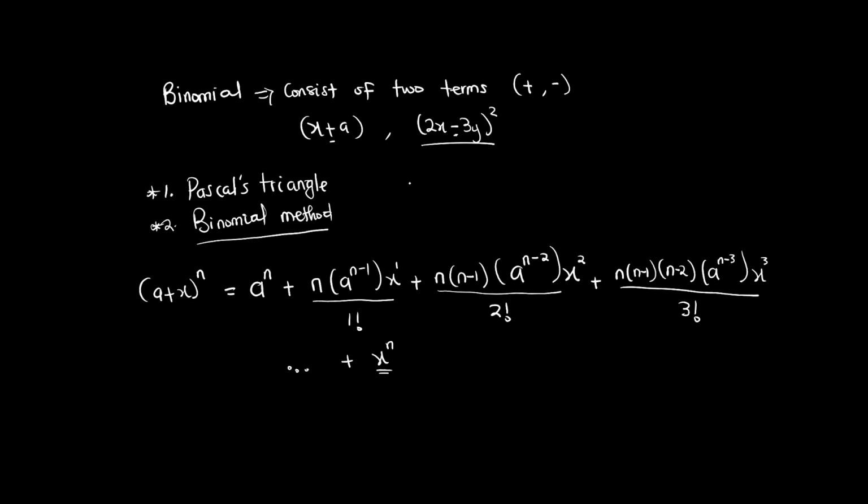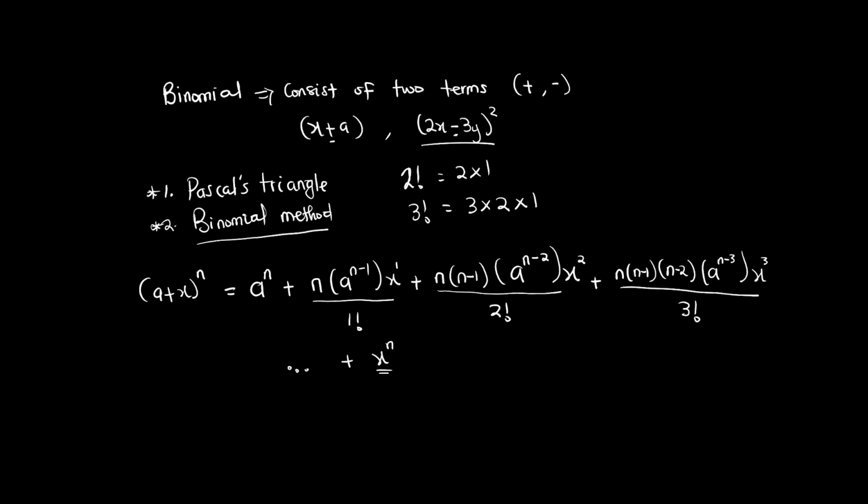Now, what we mean by factorial is, 2 factorial is 2 multiplied by 1. 3 factorial is 3 multiplied by 2 multiplied by 1. It means that the factorial means the highest number multiplied by the number before that, multiplied by the one before that.